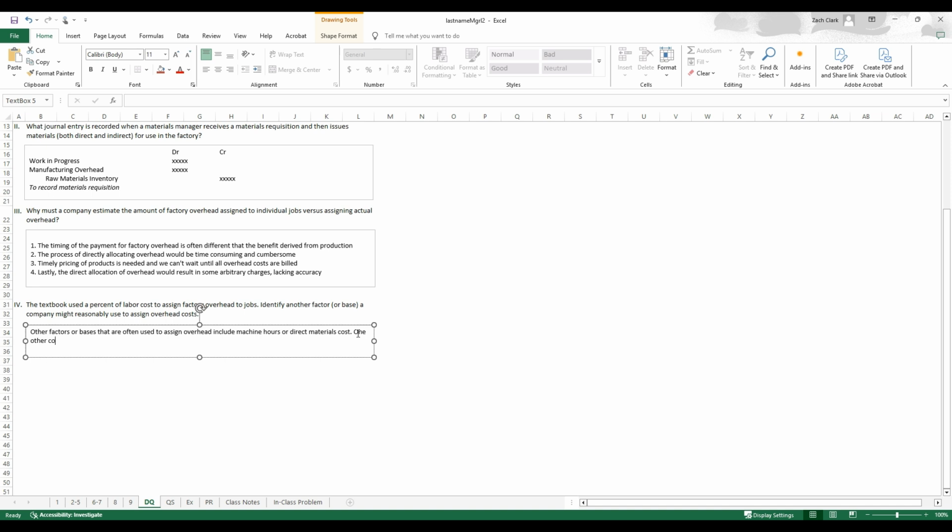Okay, one other commonly used base is labor hours, as opposed to labor cost or dollars like we were assigning. So you could look at something and say, instead of just the specific cost like we've been using, we could say 10 hours of labor went to this project and 20 went to this other project. Based on that, we're going to allocate a specific portion of overhead.